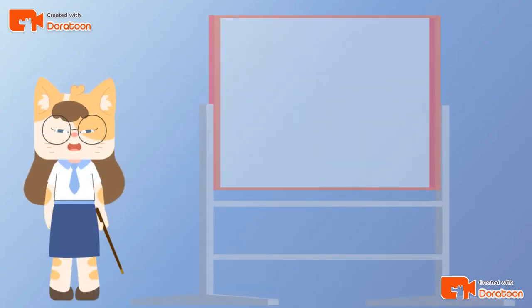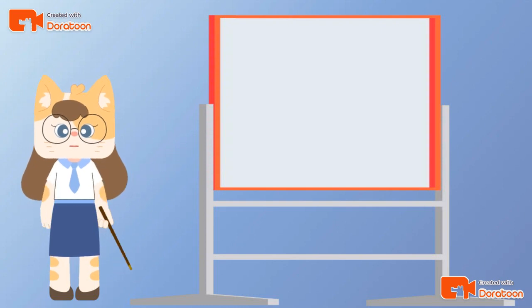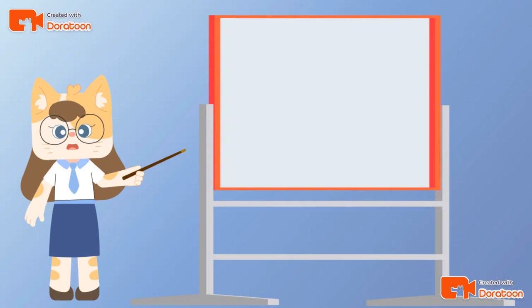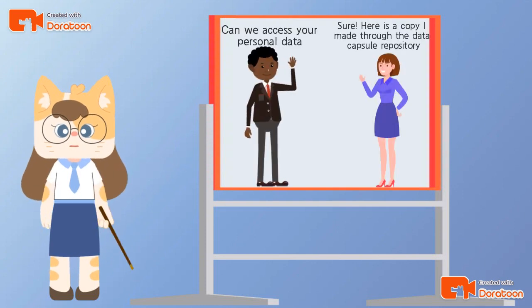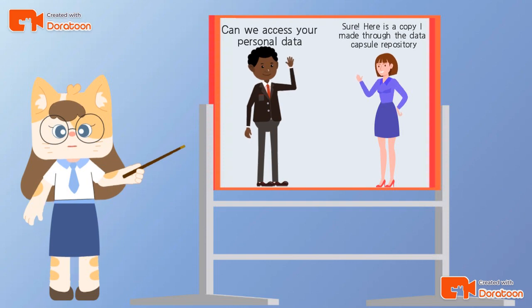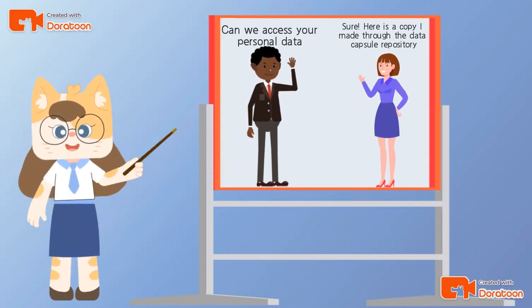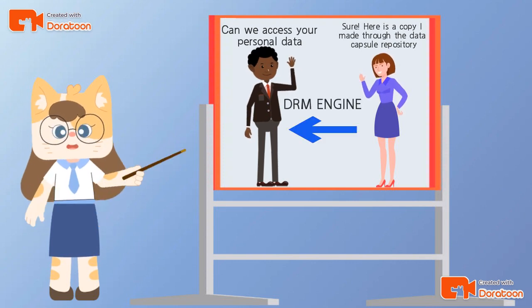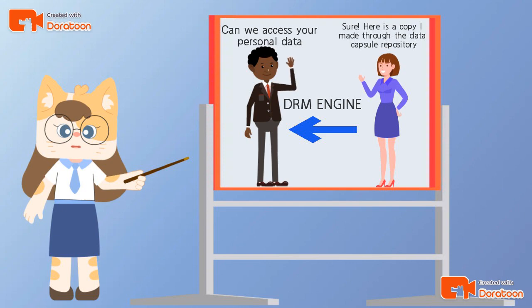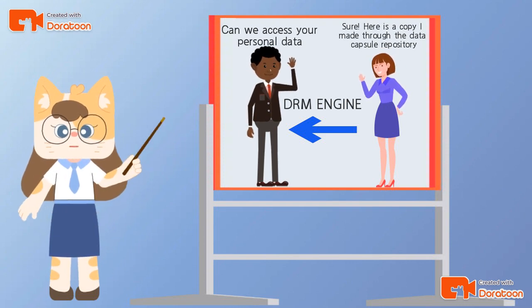Now that the applications and websites have provided a safe place for its users to store their data, what happens when the data consumer wants to access that personal data? As we can see from this image, on the left we have the data consumer. They want to access the personal data of the data producer. When the data producer accepts to give up their personal data to the data consumer, they have to give them a copy of that data. That data copy is made through the data capsule repository.